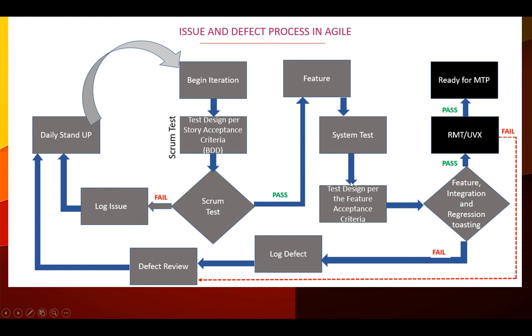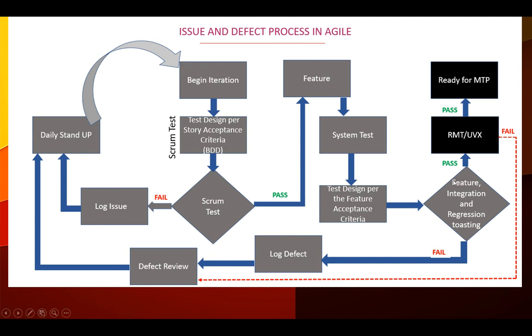They will test the feature based on the feature acceptance criteria. The feature acceptance criteria may be a combination of all the stories for that feature, or maybe some end-to-end scenarios will be added to that. If your story is working as per the feature acceptance criteria, you are making it pass, then it is moving for the UAT testing or RMT testing, right? And then it is ready for MTP.